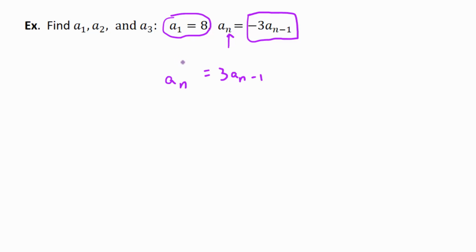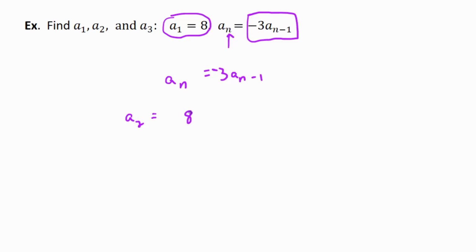Was it negative 3? I missed it. Thank you. Yeah. Well, what does that mean for a1 equals 8? What if I want a2? So n is 2 in this case. What do I do to the term that comes before a2? I know the term that comes before a2. I know that's 8. What am I going to do to that to get a2? Multiply by negative 3, right?